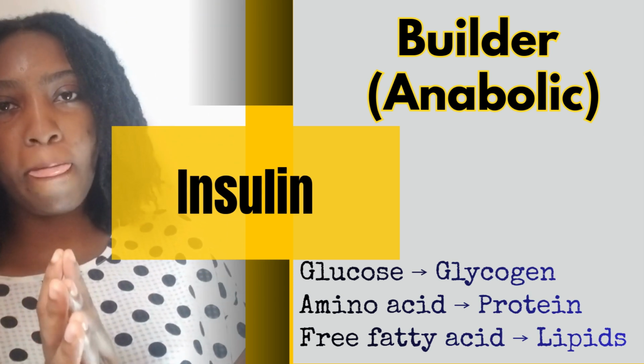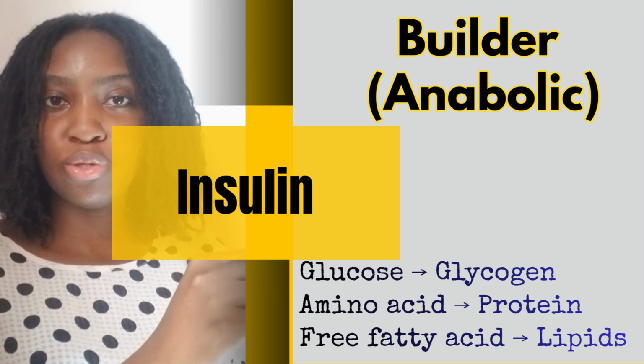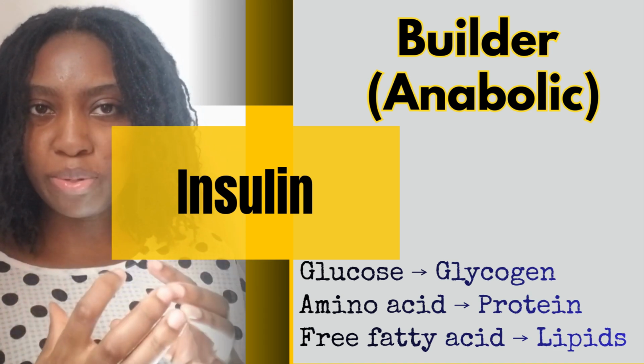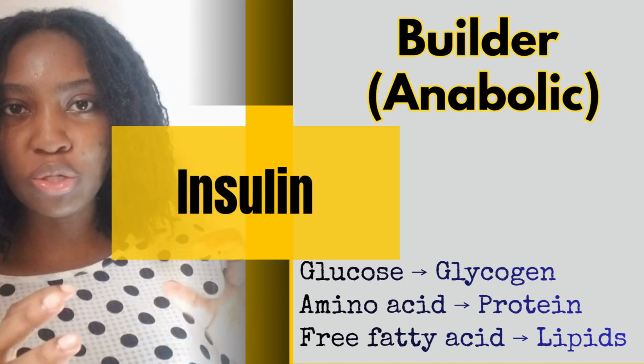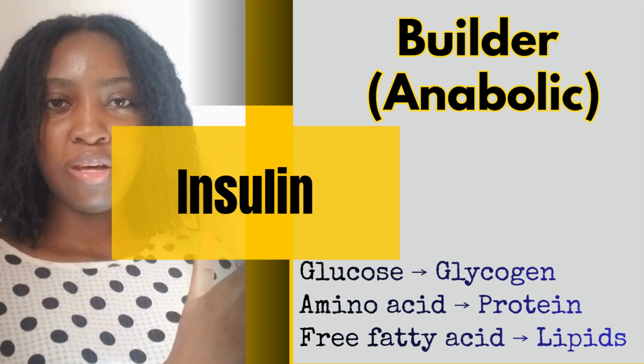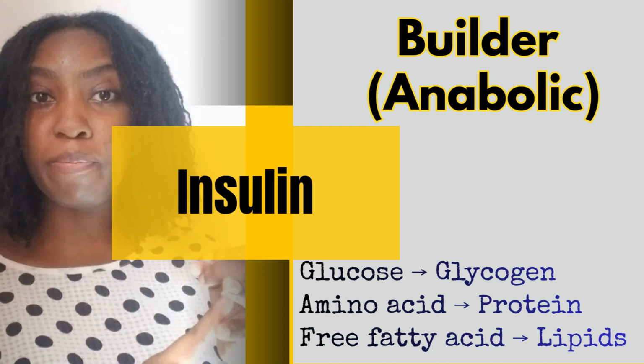from fatty acids, you have lipids. Now, the other thing that happens is that the simple form glucose is absorbed into the cell and built up into a more complex form that can be stored, which is called glycogen. You see how it works? So that's the function of insulin. Insulin is an entry hormone and also a builder hormone.